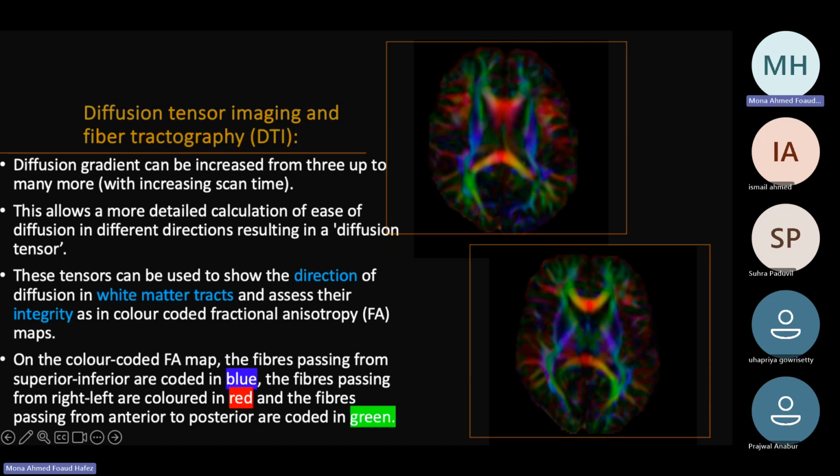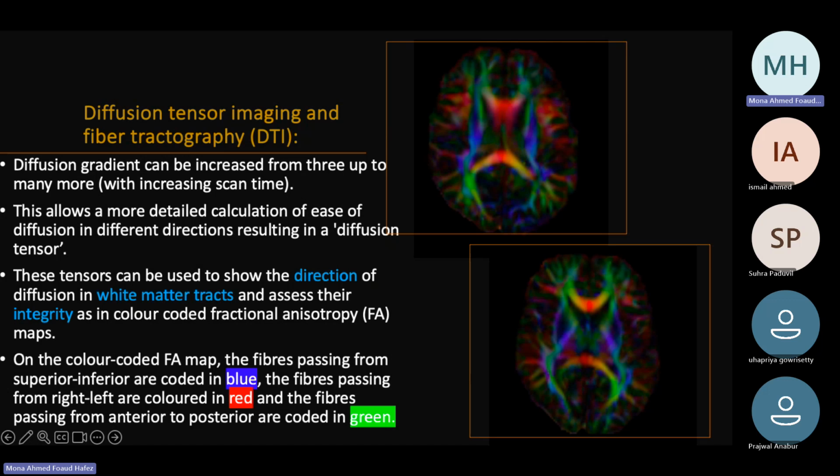Diffusion tensor imaging uses the tensor to show the direction of diffusion in white matter tracts and assess their integrity in color-coded fractional anisotropy. Fractional anisotropy is the measure of white matter tract integrity. On the color-coded fractional anisotropy map, fibers passing from superior to inferior are blue. These are projection fibers, the corticospinal tracts. Corticospinal tracts are blue.